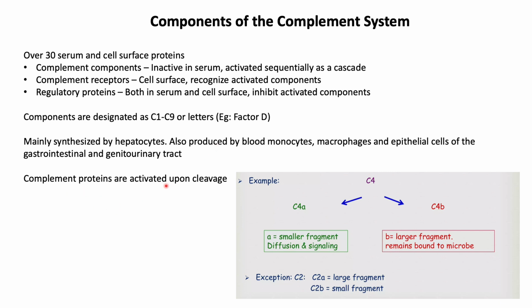Complement proteins are generally activated upon cleavage. For example, the complement protein C4 is cleaved into C4a and C4b. The a fragment is the smaller fragment that's involved in diffusion and signaling, and the b fragment is the larger fragment that remains bound to the microbe. The exception is the C2 complement protein, where a is the larger fragment and b is the small fragment.